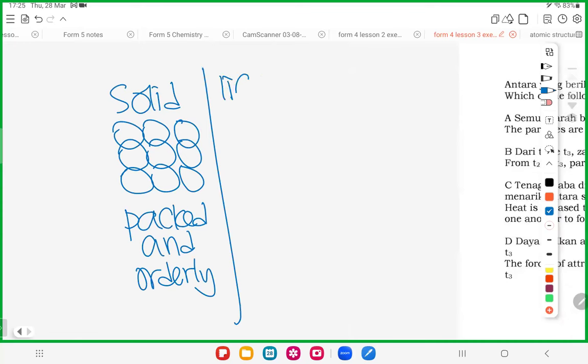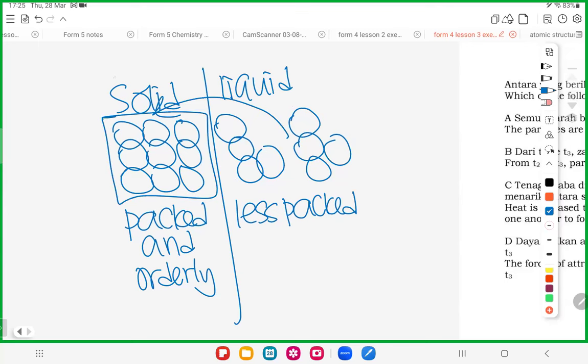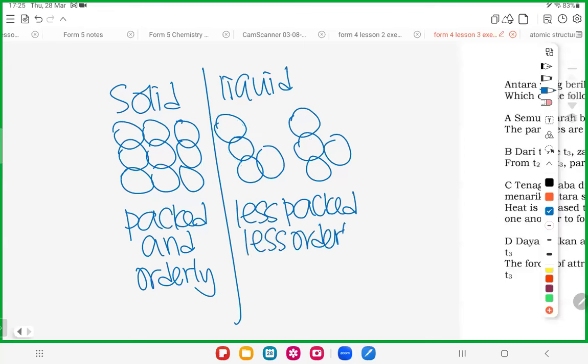When you have liquid, what is the arrangement? Here got a few, here got a few. Do they squeeze together? Yes, they still squeeze together. But do they squeeze as much as solid? No. Solid has so many particles squeezed together. Liquid still has some squeezed together, but not as much, so it's less packed. And is it orderly? You still can see some sequence, but not as nice as solid. Solid, very nice. Liquid, here got something, here got something. We call it less orderly. That is for liquid.